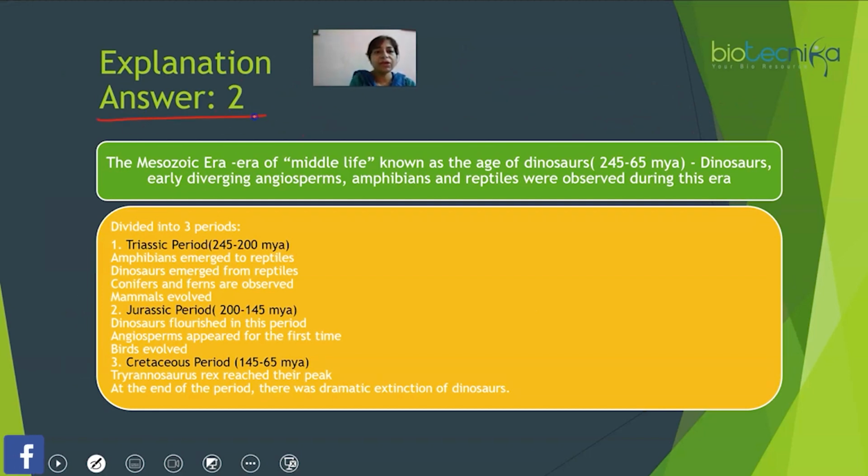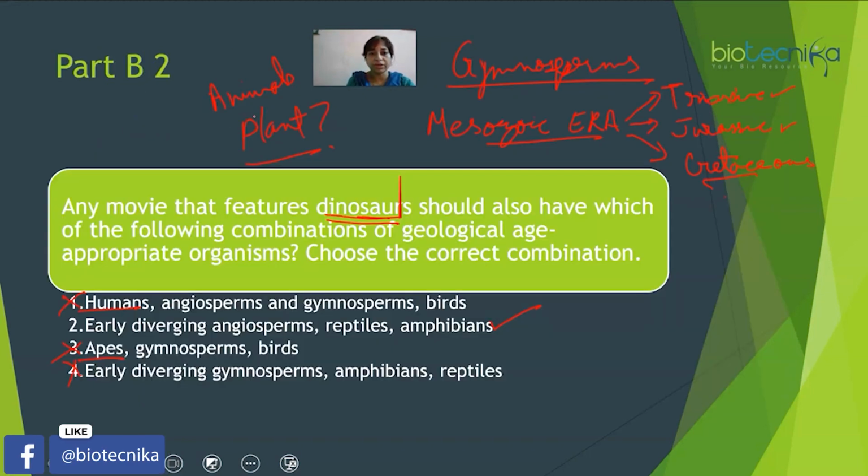Okay, so the answer will be option 2, where in the time when dinosaurs were there, they should have shown angiosperms, the early diverging angiosperms, a large number of reptiles, and for sure amphibians.